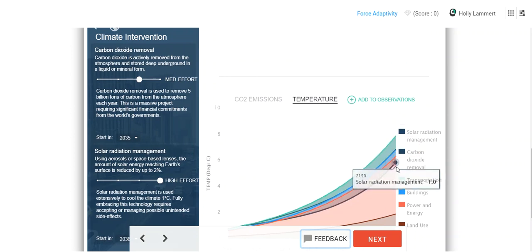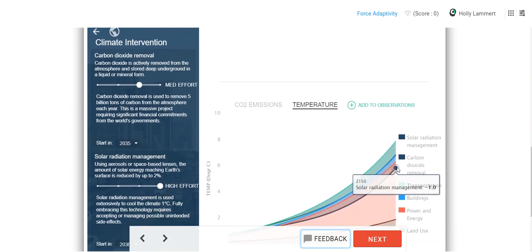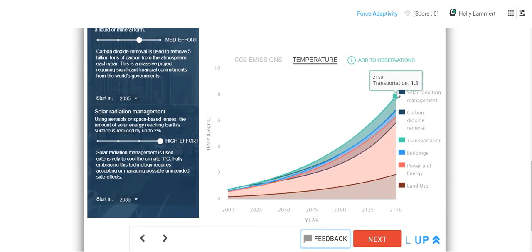So total solar radiation management goes down -1 from where it was up here if we add these all up. 1.1. So go ahead and do your math there. You're going to subtract out your solar radiation management from the other levels that you have set.